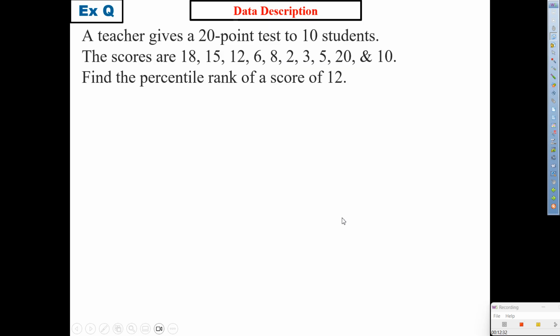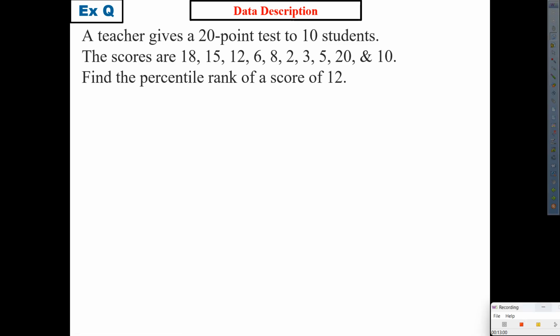All right, so with that said, copy this problem, please, example Q. Write the entire problem in your notebook, please, and it reads, a teacher gives a 20-point test to 10 students. The scores are 18, 15, 12, 6, 8, 2, 3, 5, 20, and 10. Find the percentile rank of a score of 12. Copy that, please. I'll give you a little bit of time, and I'll send the other screen to your screen.